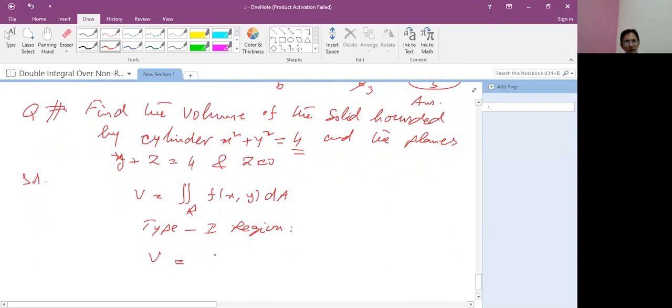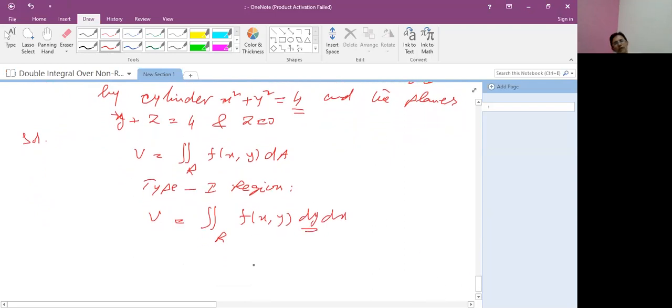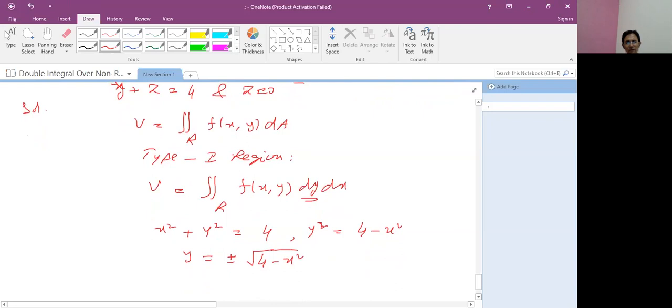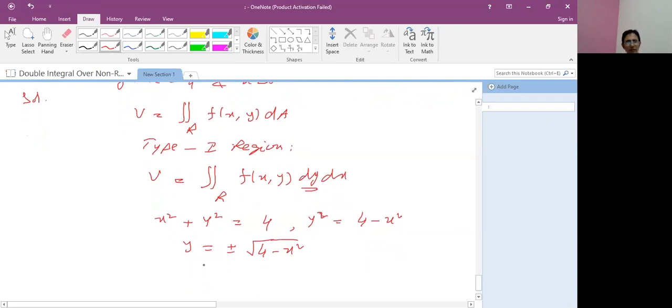Now, what is type 1 region? When we solve the double integral of f of x y into dy into dx, the limits of y are in terms of x. So using the equation of the circle, the cylinder equation, we can determine y in terms of x. So y square equals 4 minus x square, and taking the square root on both sides, y equals plus or minus the square root of 4 minus x square. Here we determined the limit of y. Now how do we determine the limit of x? If we put y equal to 0 in this equation, we will find the limit of x.